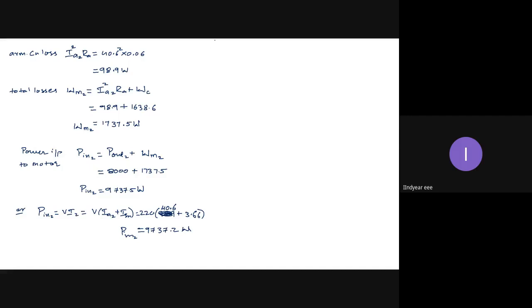Now efficiency. Therefore, efficiency 2 is equal to P out 2 by P in into 100. So 8000 divided by 9737.5 or 9737.2, anything you take, because it won't make much difference, is 82.16%.